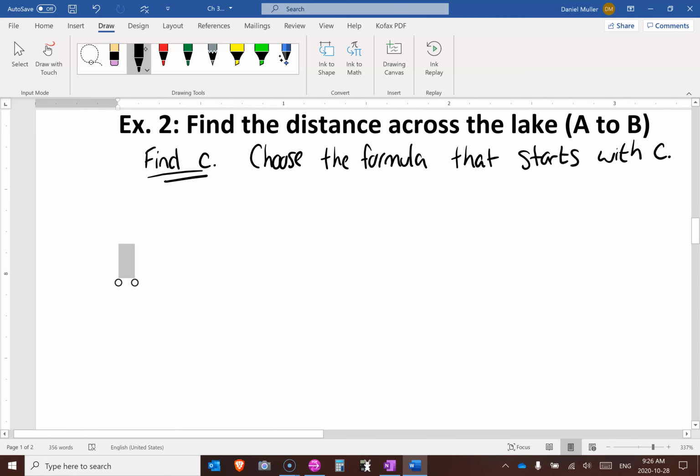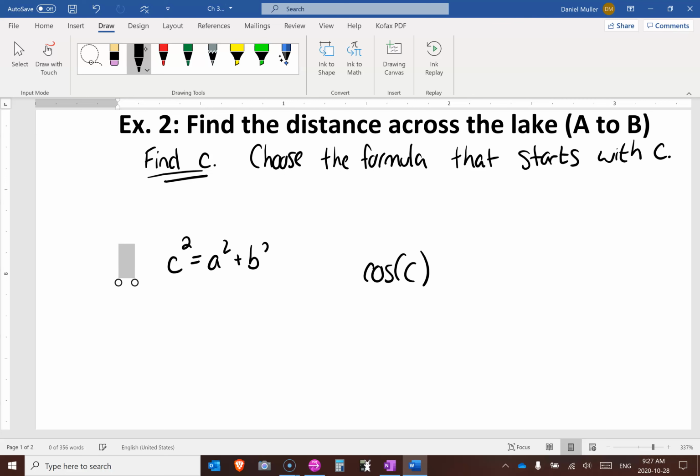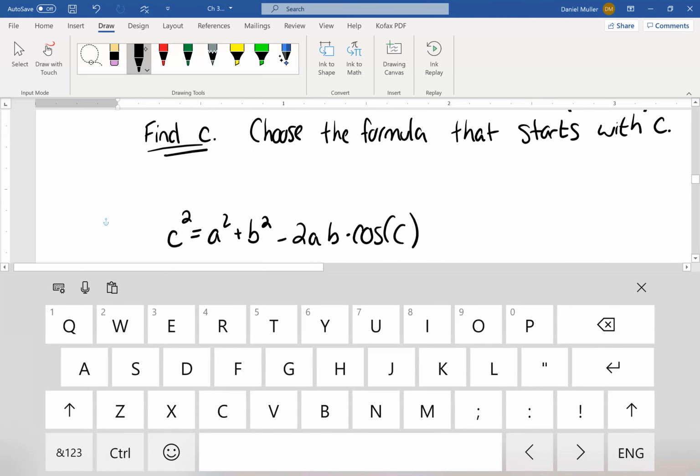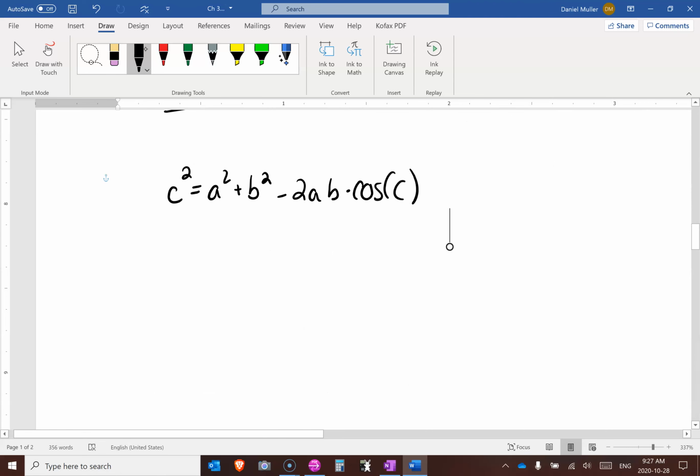Okay, I know that the formulas kind of have a pattern to them. If I want C, it has to start with C squared, and it has to end with cos of a capital C. Everything in the middle is A's and B's. So it's A squared plus B squared minus 2AB times cos of C. And that is the formula. Now, I need to find lowercase c.